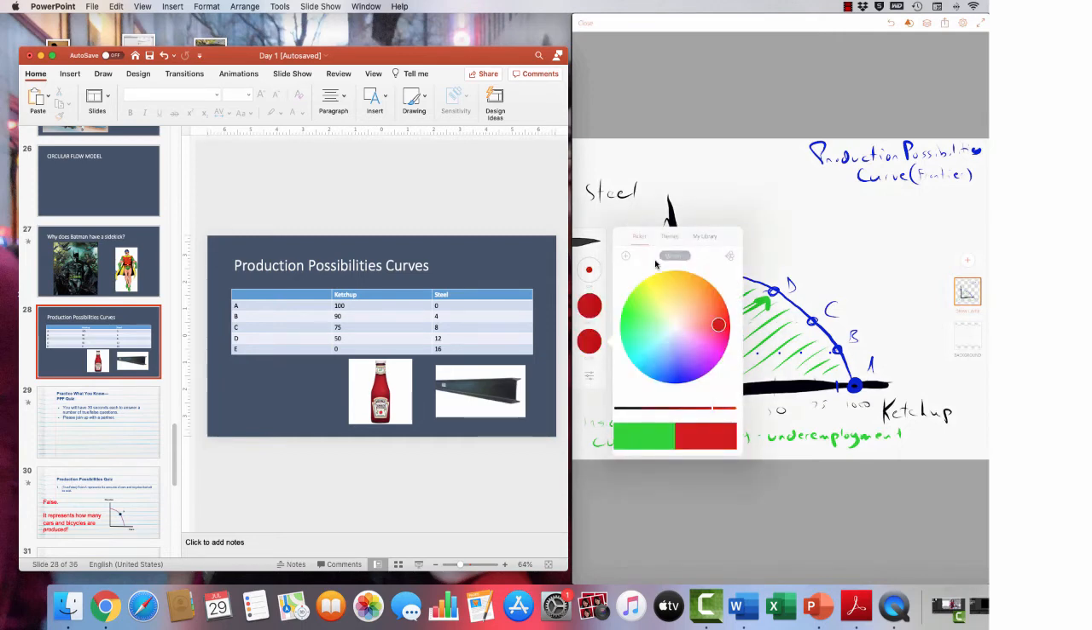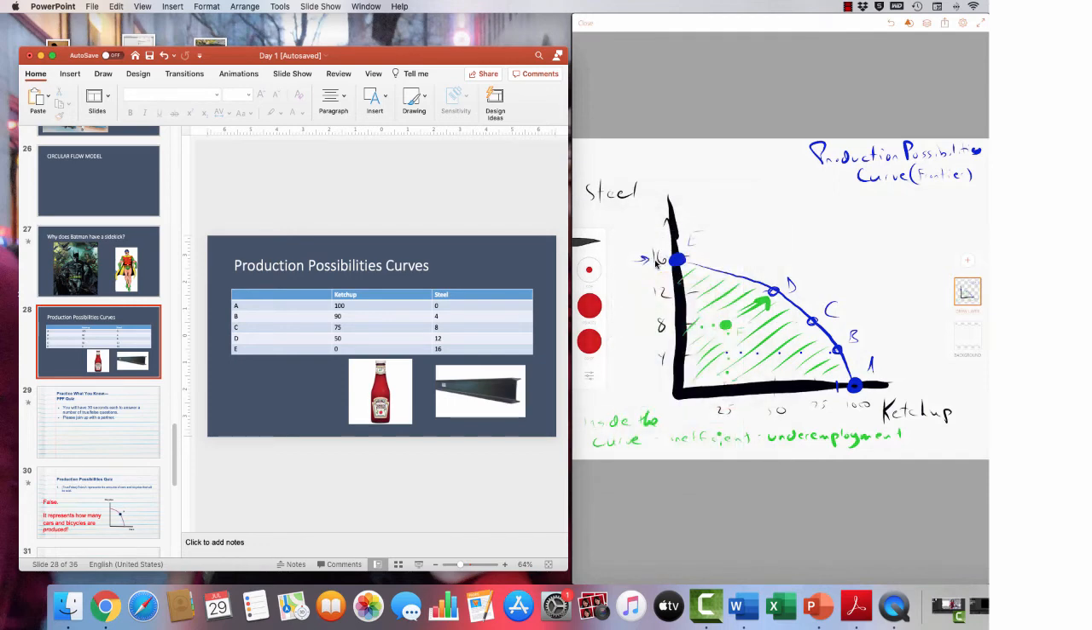Now, there is another line of demarcation on this, and that's the curve itself. Because outside the curve, it's impossible. You can't produce some amount of ketchup and steel, we'll call this point G, where you have 100 units of ketchup and 16 units of steel. That would be nice. You'd have more of both goods, but you can't get there. Remember, you're limited in technology, you're limited in your inputs, so it is impossible to produce in combinations outside the curve. You can't do it. It's not possible. You're limited with your resources.